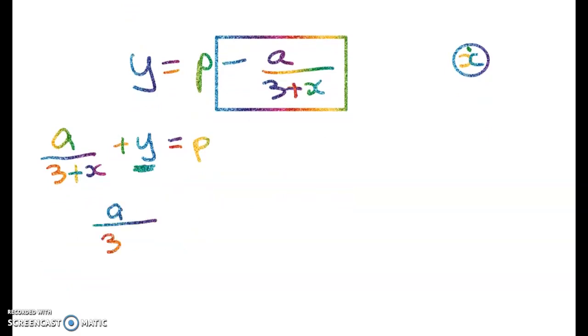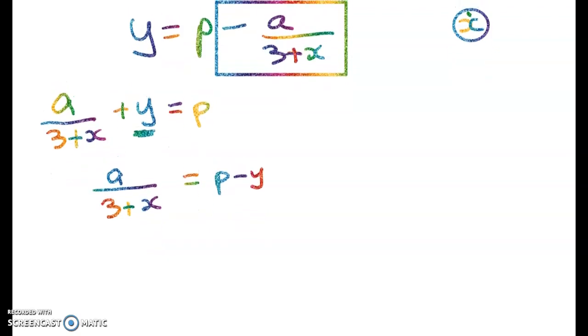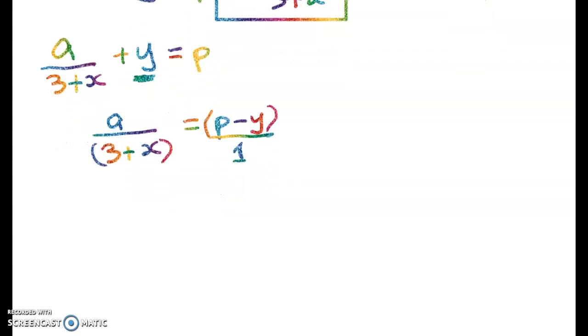So this is just one way to do this question. I've got a over 3 plus x is equal to p minus y. So there are a few different ways that I can work with this, but often it's quite nice to make that into a fraction and put it divided by 1. Also remember that I've got invisible brackets here, so I'm going to make those visible.